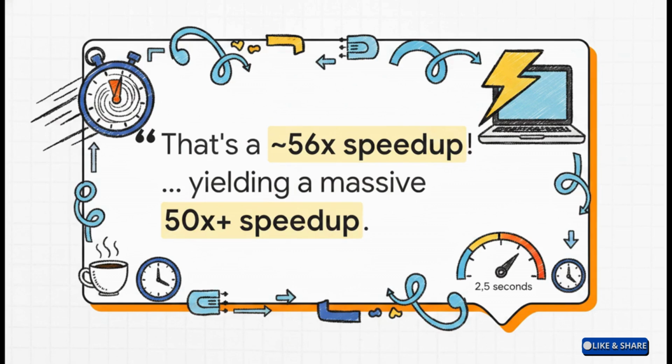Based on the performance benchmarks we're digging into, swapping out standard Python loops for optimized NumPy operations can give you a massive 50 to 56 times speedup. To put that into perspective for you, imagine a script that normally takes 30 agonizing minutes to run. With NumPy, that drops to just 2.5 seconds. That's the difference between walking away to grab a coffee and getting your results the second you hit enter.